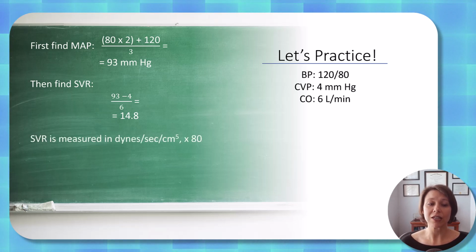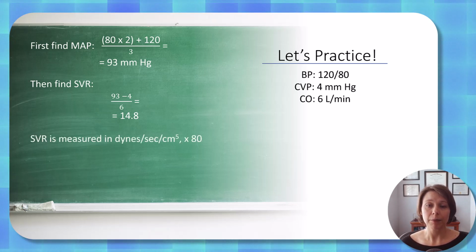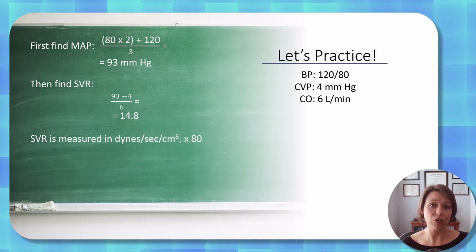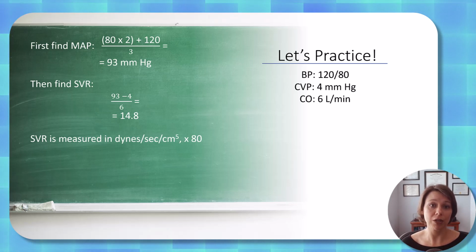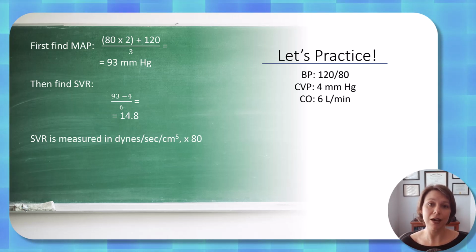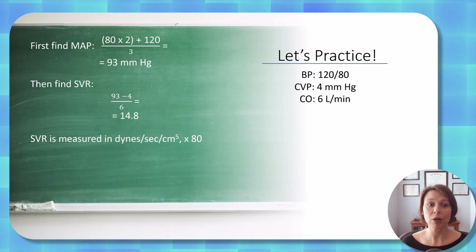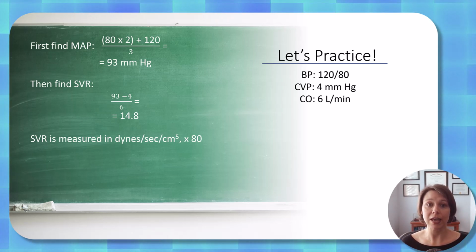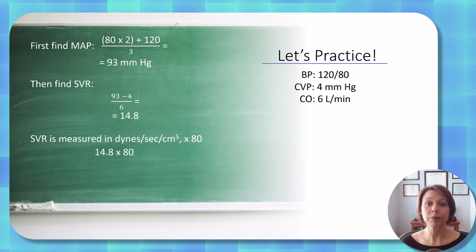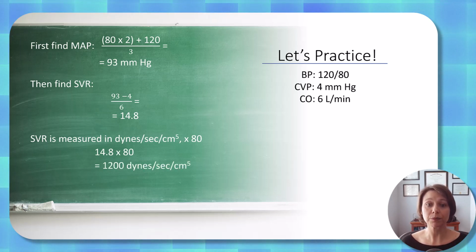Now, typically SVR is measured in dynes, but just pay attention if you are taking a test. Look for the unit of measurement. If you see dynes, then you know that you need to multiply by 80 to get your final value. So if we take that 14.8 and multiply by 80, we get 1200.